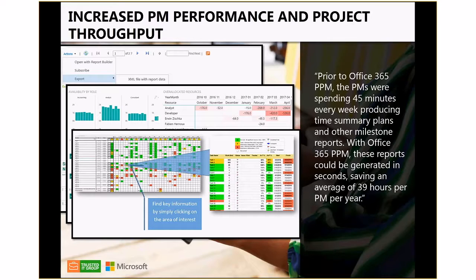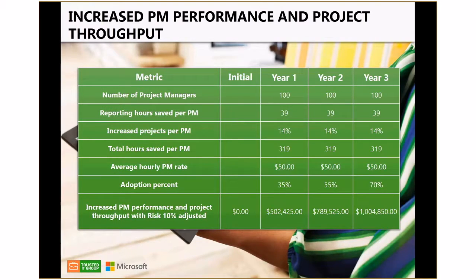Okay, so what's the whole point about this? The whole point is to have people stop building reports and actually do the work. That's the main thing to take away from the screen. So let's talk about the calculations over here. We're going to assume that there are 100 project managers, that they're saving 39 hours per year. Now this number, you can change this 14% in the Excel sheet that I'm going to show you guys, and you're free to change as much as you want.